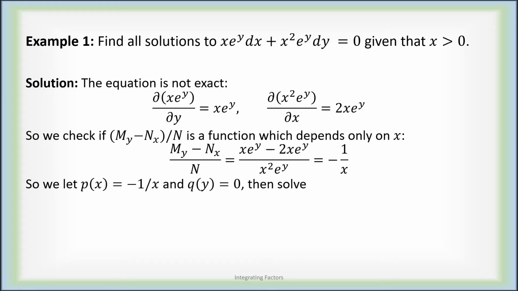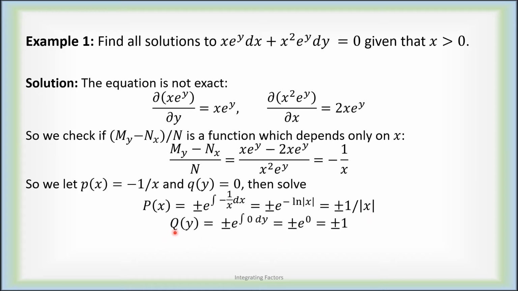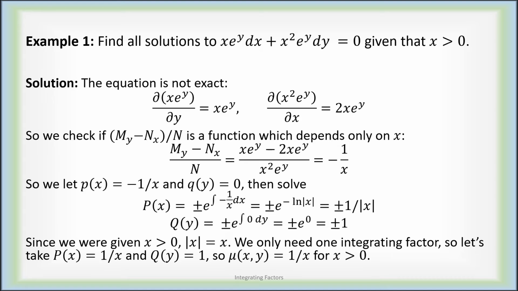Then I need to find capital P and capital Q. Well, capital P is plus or minus e to the integral of what I just chose little p to be. Integrating negative 1 over x gives negative log absolute value of x. We assumed that x was positive, so this absolute value can be dropped. Similarly, capital Q of y is plus or minus e to the integral of q of y, but that's just 0. Integrating 0 is just any constant, but we can go ahead and assume it's just 0, and we get plus or minus 1. And again, since we were given x is positive, the absolute value can be dropped.